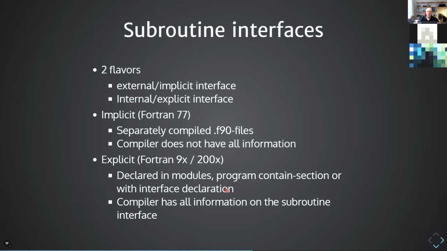So my recommendation is always use modules, always use program and contain sections. Never separately compile Fortran subroutines in a single source code file. Always compile them in modules.